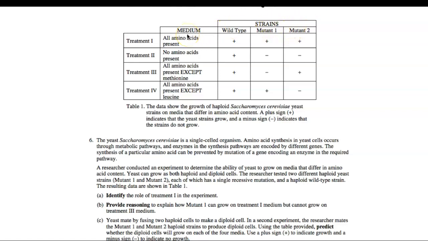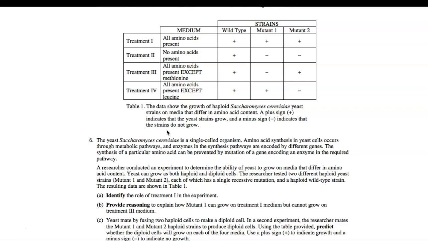All right, so you see them, wild type and both mutants are grown with all amino acids present. Well, what does the plus sign mean? Oh, cool. The plus sign means the yeast strain is able to grow. The minus sign means the yeast strain is not able to grow. All right. The only way for the yeast to grow is if it has all of the necessary amino acids that it needs to grow.